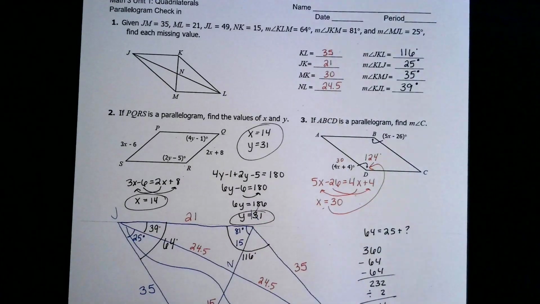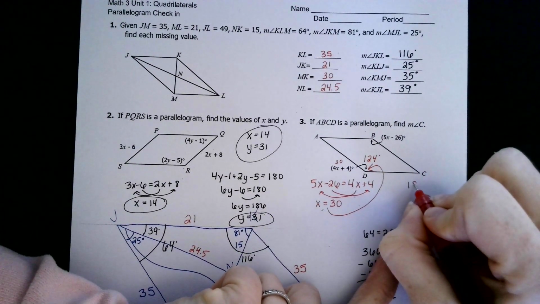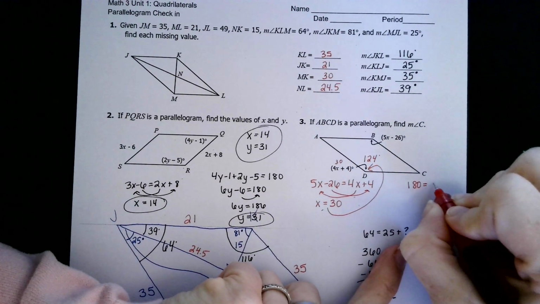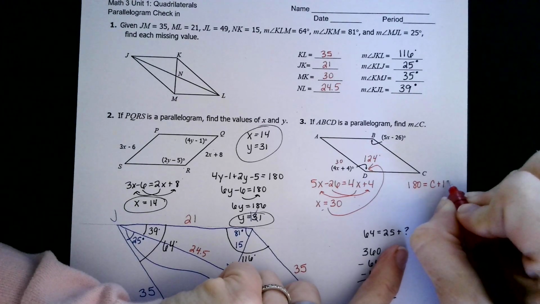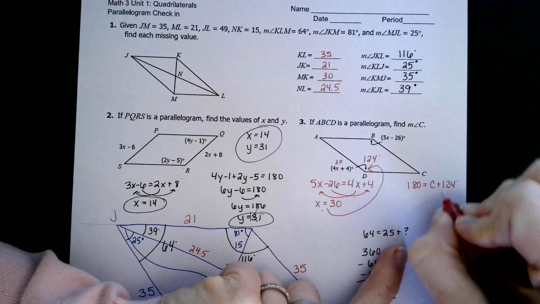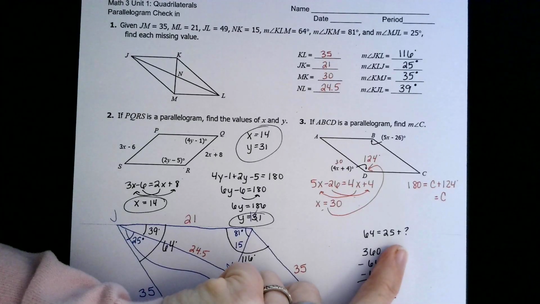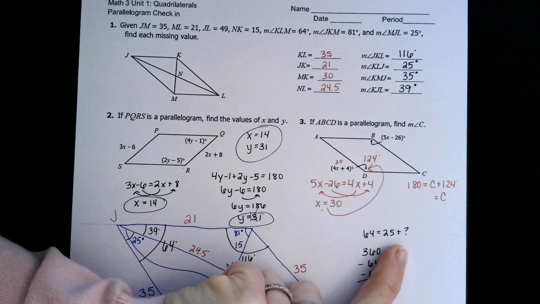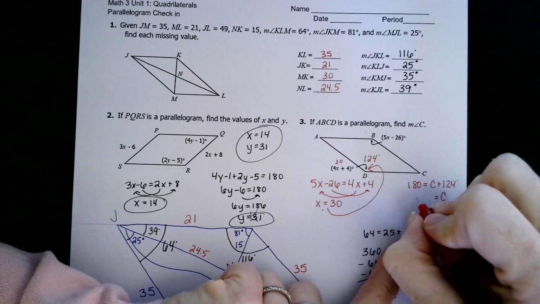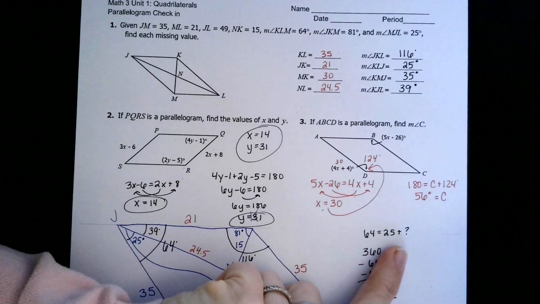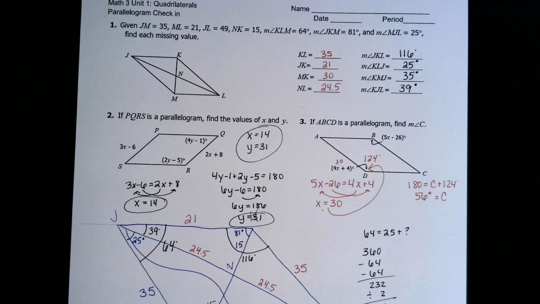And just like we did over here, 180 equals our angle plus 124 degrees. So our angle is going to be 56 degrees.